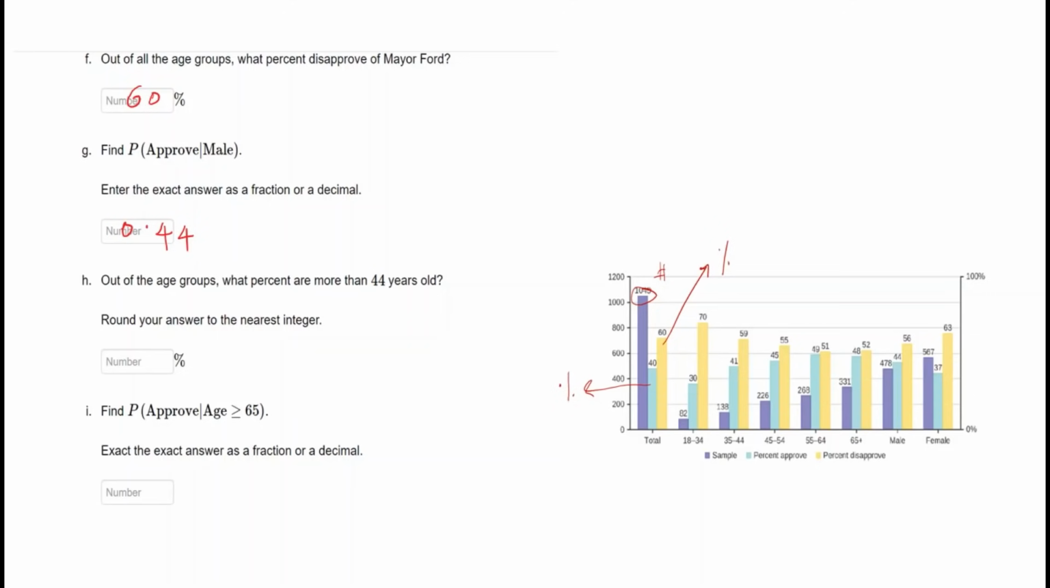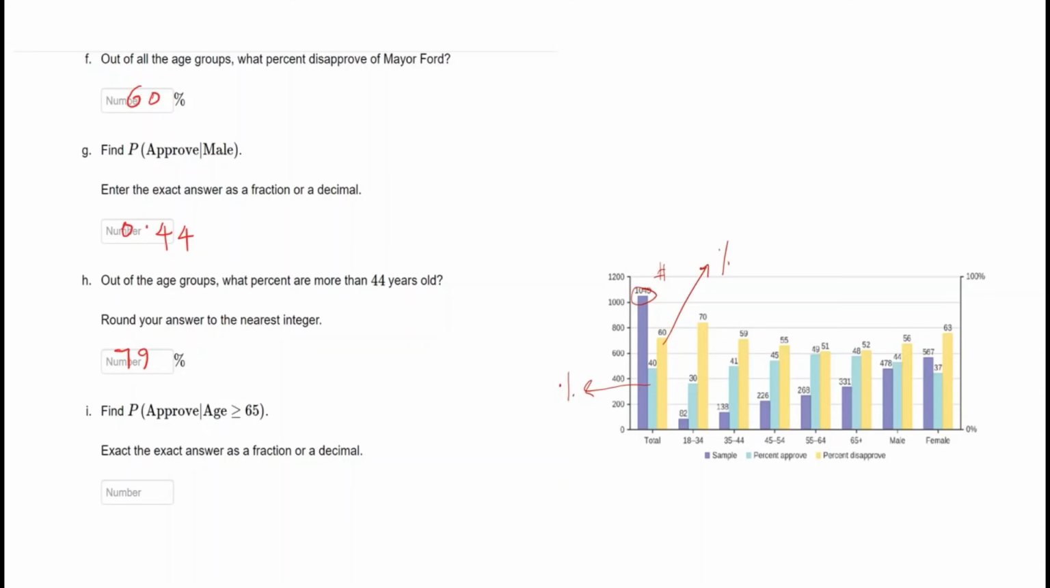In part H, we have to look at the age groups and those who are more than 44 years old, which is represented by three sets of graphs: 45 to 54, 55 to 64, and 65 plus, and add all the numbers who took part from these age groups, and we know that they are represented by the purple bars. So we add all the numbers against the purple bars and divide them by the total number, which is 1045, to get the percentage, and to me it comes out to be 79%.